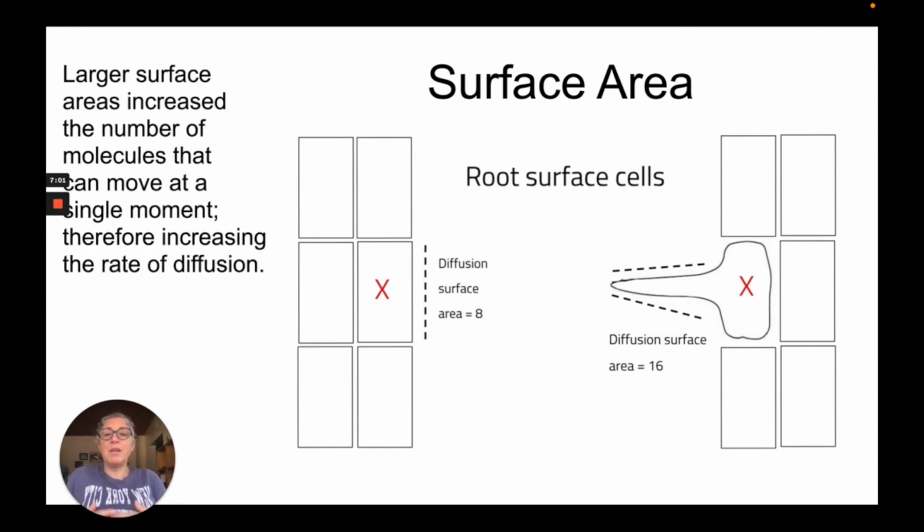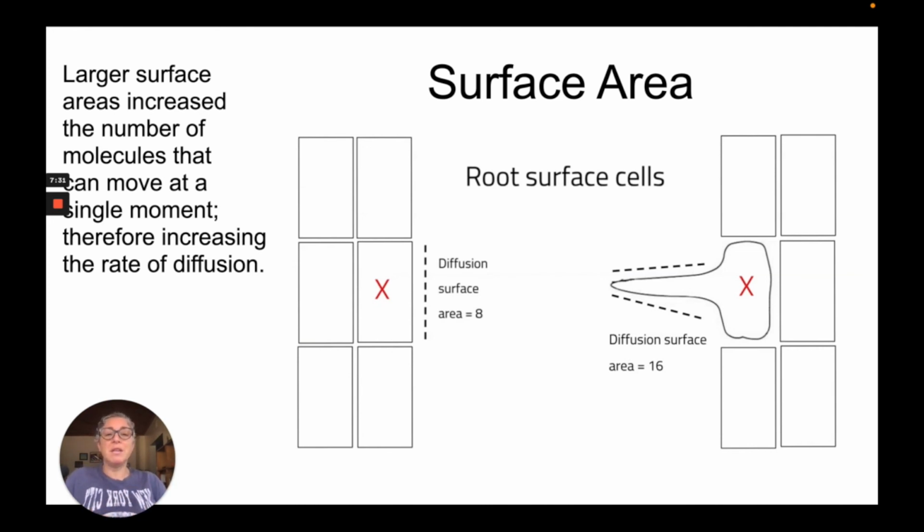If we have an increased number of molecules that can move at a single moment, then the rate of diffusion also has increased. In this snapshot of the root surface cells, on the left side, 8 molecules have moved across, comparatively to the 16 molecules that have moved across the root hair cell due to the increase in the surface area of that cell. So we're just looking at a snapshot of that moment.